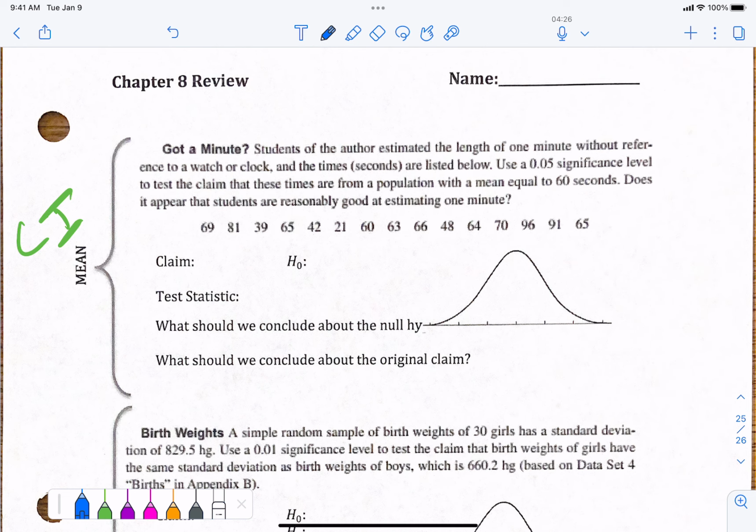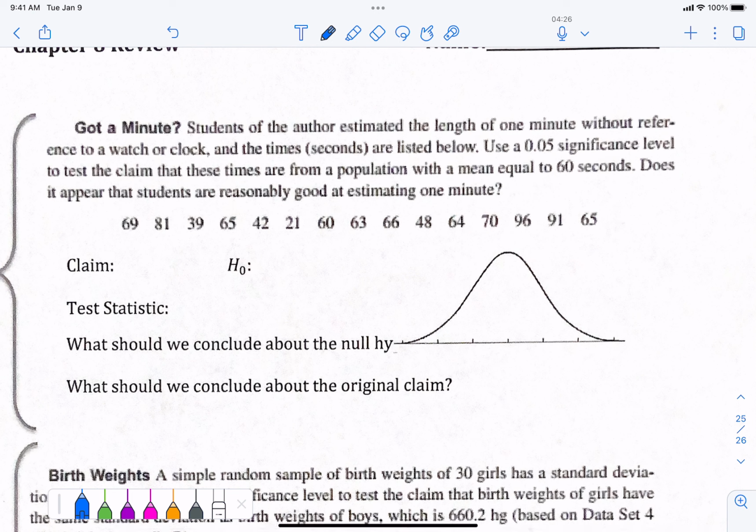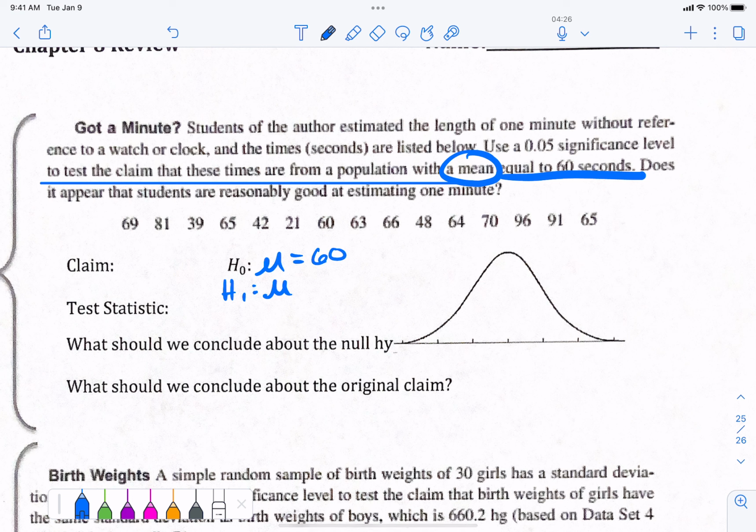Let's do the confidence interval method. I don't know that this is a mean, so look for the words. To test the claim that these times are from a population with a mean equal to 60. Mean, what's the symbol that we use for mean? Mu. I'm missing an H1, okay? Mu, so the top one is equal to 60. The bottom one is? Because they don't say less than or greater than, so not equal to 60. Which one's the claim? Top.